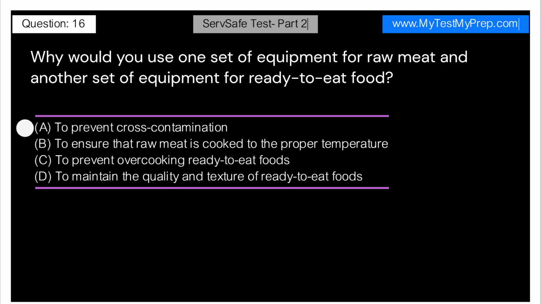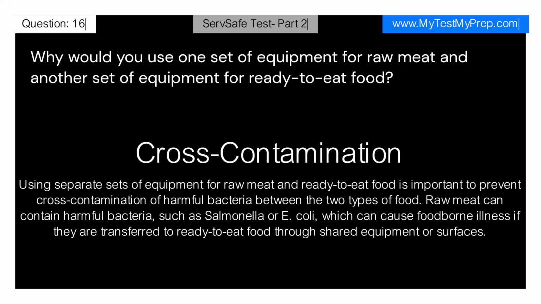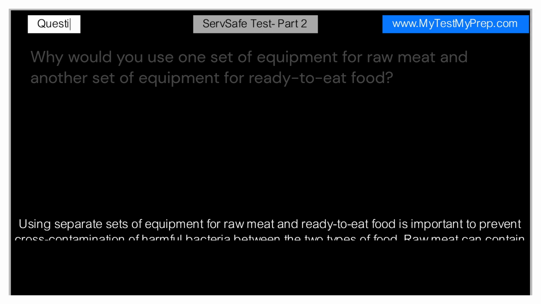Answer: A. Using separate sets of equipment for raw meat and ready-to-eat food is important to prevent cross-contamination of harmful bacteria between the two types of food. Raw meat can contain harmful bacteria, such as Salmonella or E. coli, which can cause foodborne illness if they are transferred to ready-to-eat food through shared equipment or surfaces.